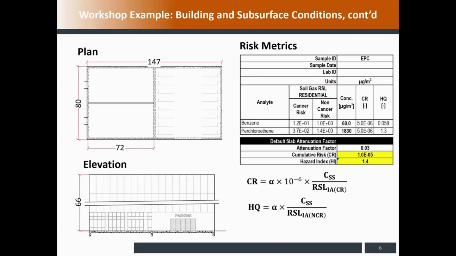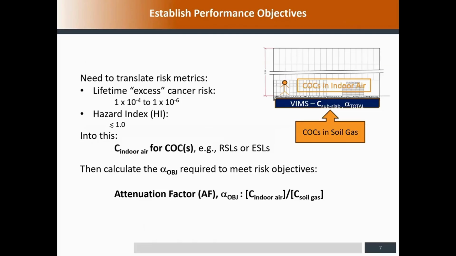And then, so here's just again plan elevation for a building, and calculated the cumulative risk and hazard index for this example. And again, Andy will go into more detail in his segment. And so, what we need to do is we need to translate these risk metrics of excess cancer and hazard index into an acceptable indoor air concentration for each of the constituents of concern.